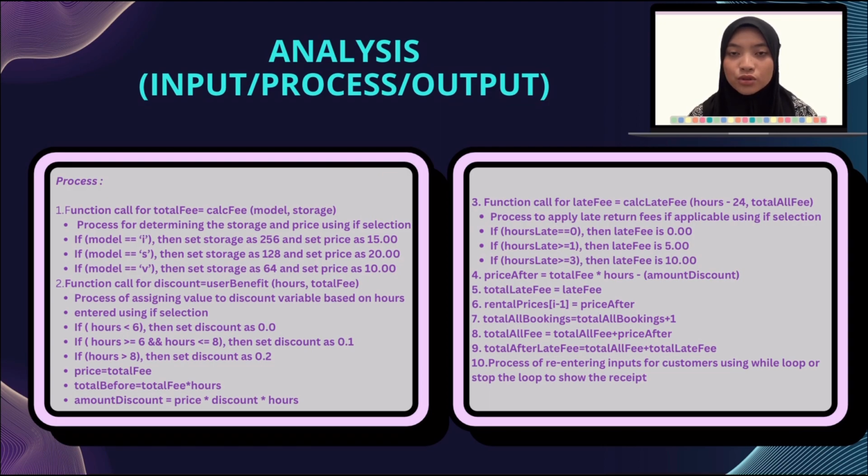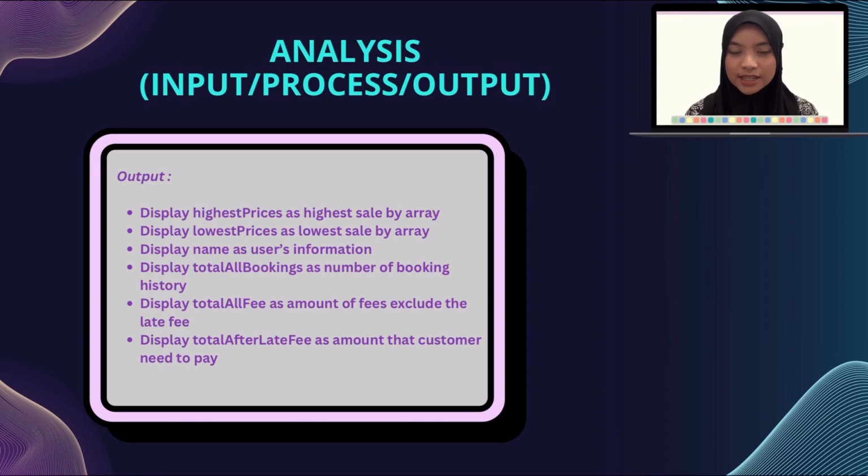Process analysis also includes the process of re-entering inputs for customers using a while loop, or stopping the loop to show the receipt to the customers. And lastly is output analysis. This part will display highest prices as the highest sale and lowest prices as the lowest sale by array. It also displays name as the customer's information, total all bookings as the total number of bookings made by customers, total all fee as the amount of fees that does not include late fee, and also total after late fee as the final amount that customers need to pay.